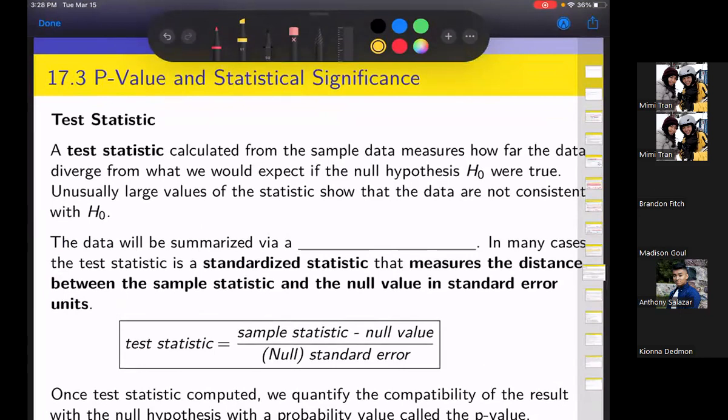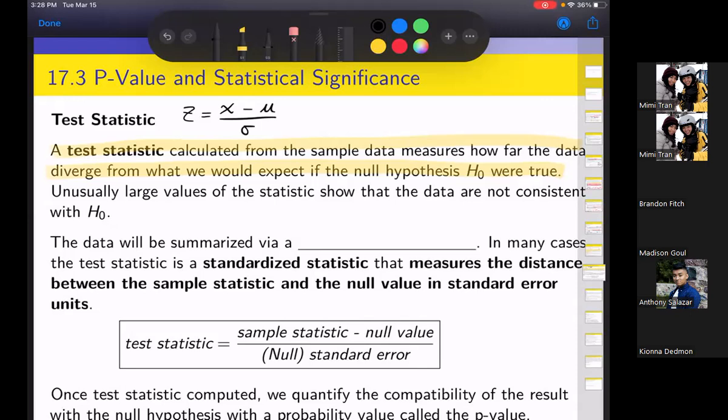A test statistic is calculated from the sample data and measures how far the data diverge from what we expect under the null hypothesis. This sentence sounds fancy, but you guys actually already did this. Remember, the test statistic tells me the z-scores. Can someone remind me of the z-test? Z equals x minus mu divided by sigma, the sigma divided by square root of n, but let's just say sigma for now.